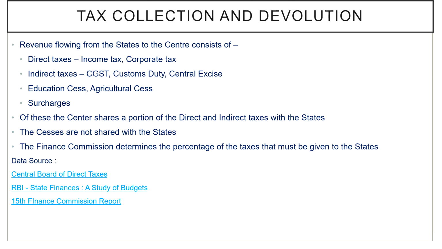Tax collection and devolution. Revenue flowing from the states to the center consists of direct taxes, income tax, corporate tax, indirect taxes, CGST, customs duty, central excise, education cess, agricultural cess, surcharges. Of these, the center shares a portion of the direct and indirect taxes with the states. The cesses are not shared with the states. The Finance Commission determines the percentage of the taxes that must be given to the states.